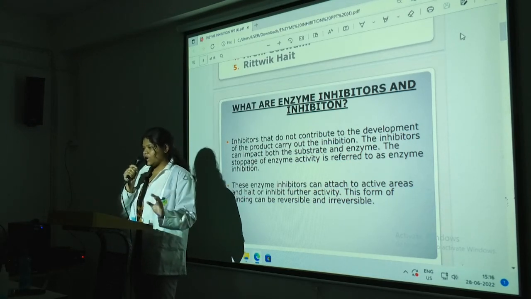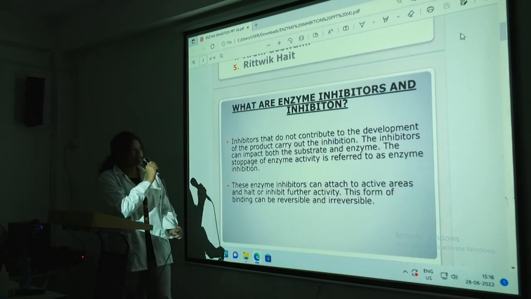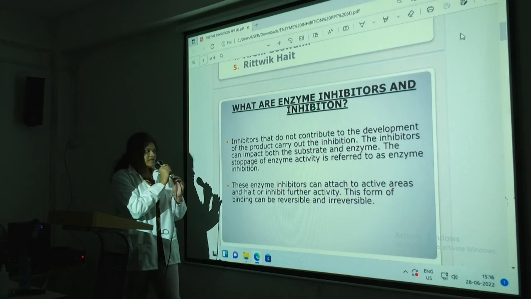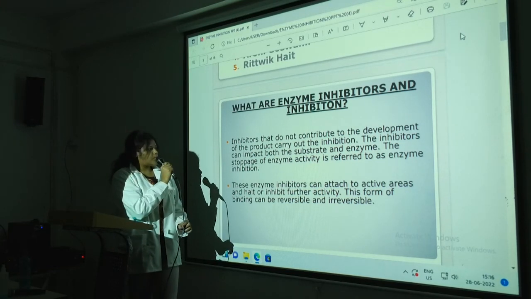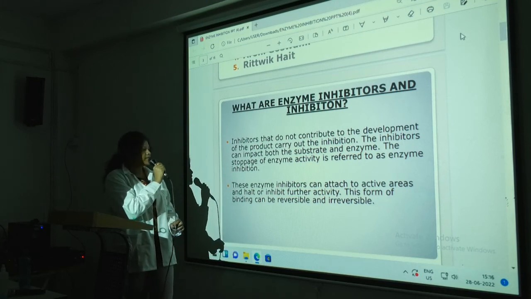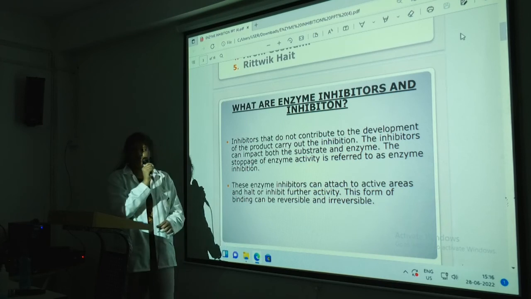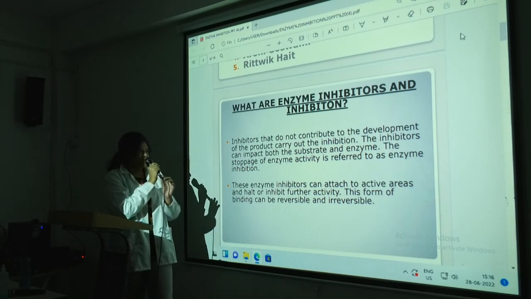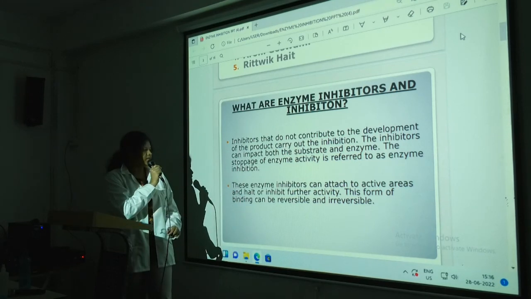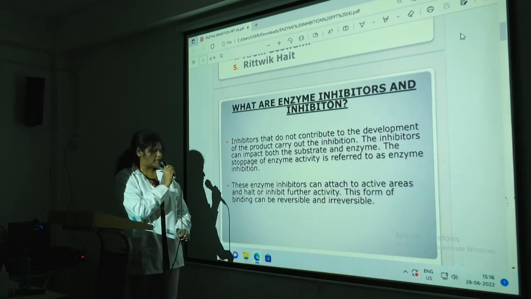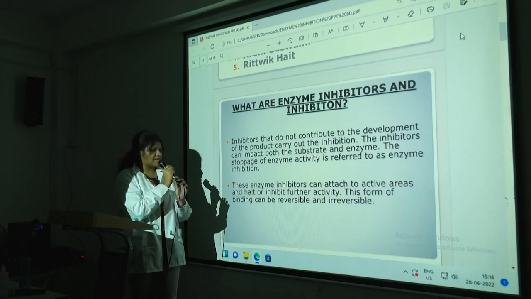They halt or stop particular enzymatic activities. Enzyme inhibitors, which do not contribute to the development of the product, carry out the inhibition. The inhibitors can impact both the substrate and enzyme. The stoppage of enzyme activity is referred to as enzyme inhibition. Inhibitors basically decrease the velocity of enzymes. These enzyme inhibitors can attach to active areas and halt or inhibit further activity.